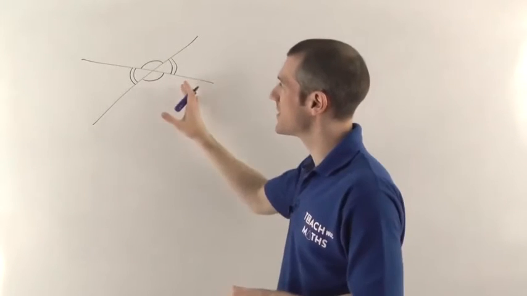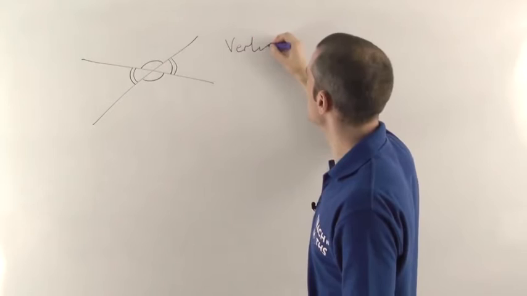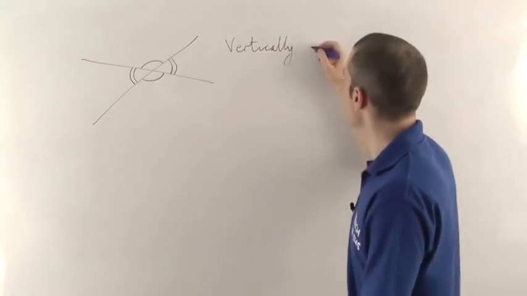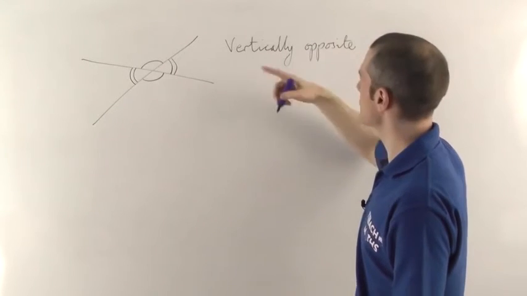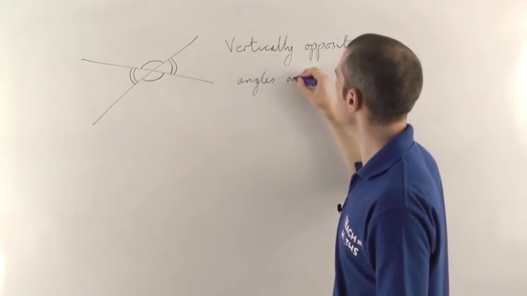Okay, so vertically opposite angles are equal. Let's write that down so you can see how it's spelt. It's vertically as in vertically straight up, opposite because they're across from one another, and those angles are equal.